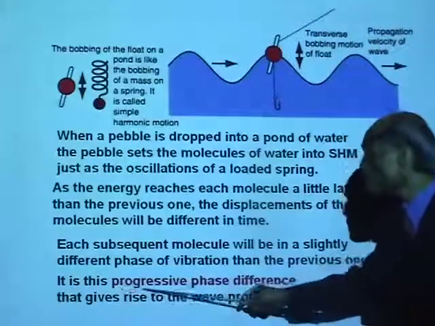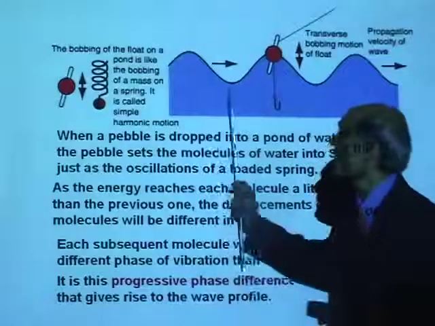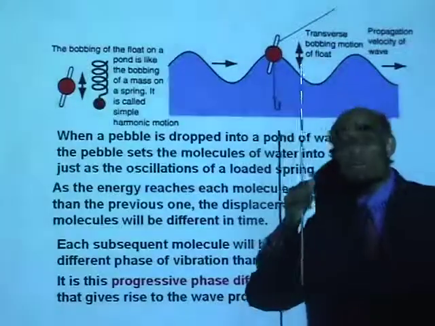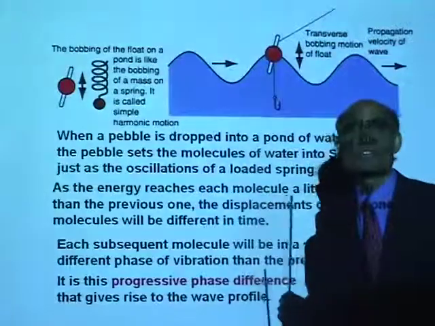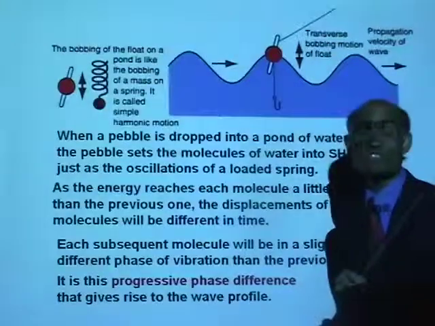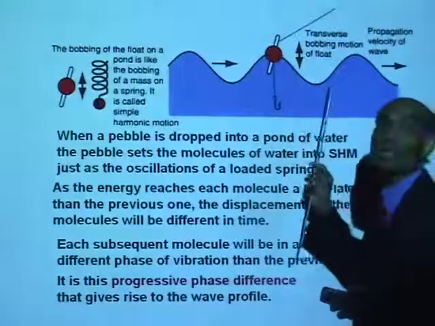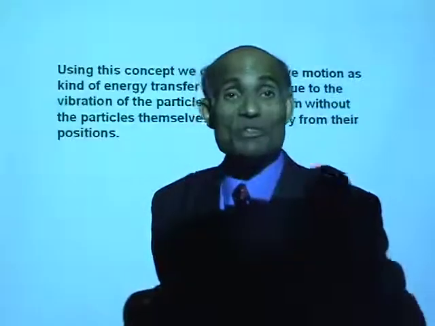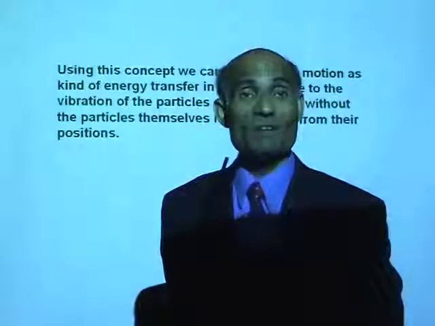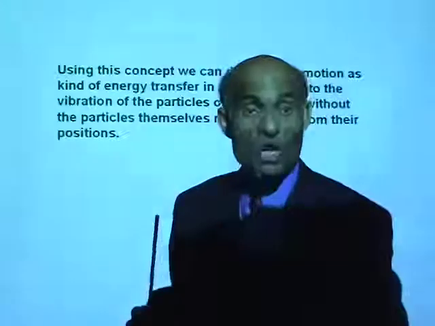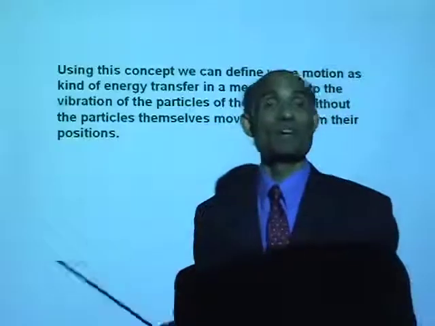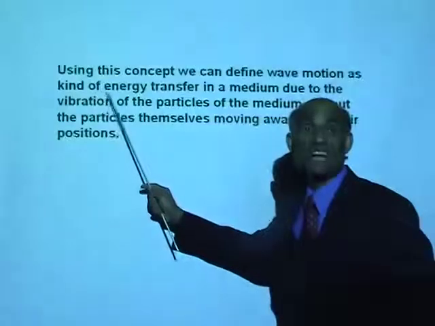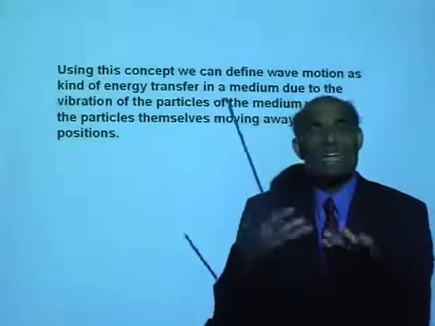Now, it is this progressive phase difference. If you move from particle to particle in a medium, there will be a progressive phase difference. And it is that progressive phase difference that creates that wave profile. So, if you understood anything of what I have said so far, we can use all that concept to define wave motion. What is the definition for wave motion? We can say wave motion is a kind of energy transfer in a medium.